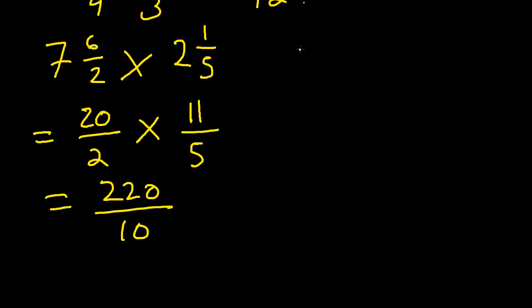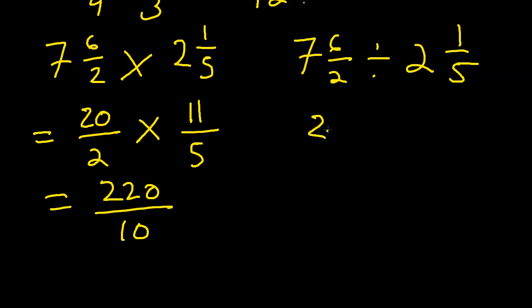Okay, so let's say we want to divide these two fractions. So 7 and 6 over 2 divided by 2 and 1/5. Well, first of all, for any problem, you have to convert it into an improper fraction. So the improper fractions would stay the same. So we would have 20 over 2 divided by 11 over 5.